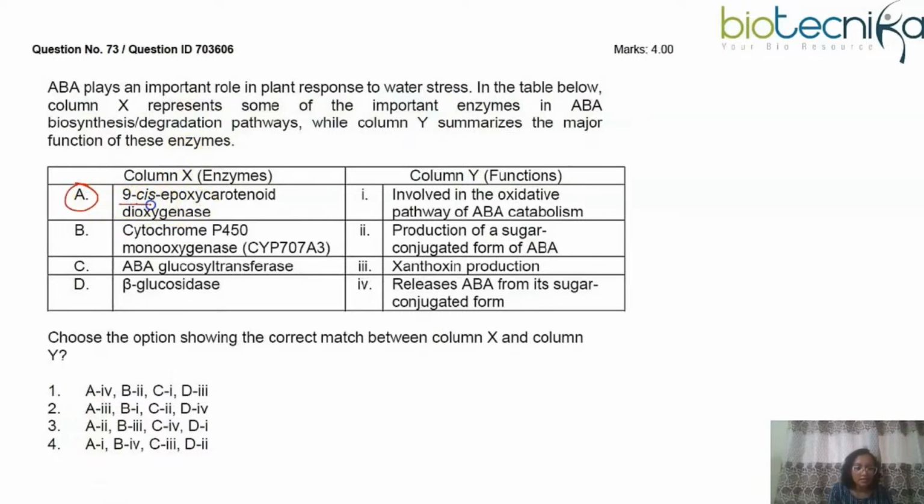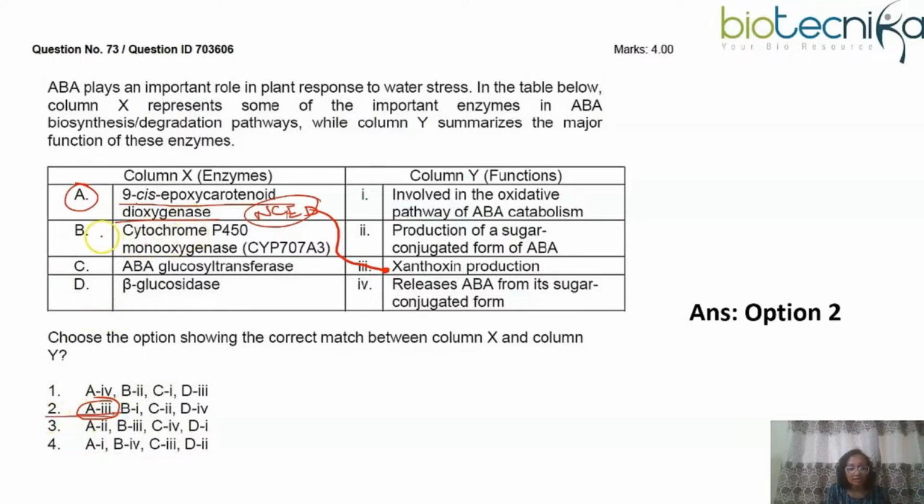Okay. Now, first enzyme is 9-cis epoxycarotenoid dioxygenase, which is NCED. If you've studied ABA biosynthesis, you would know that this enzyme NCED is an important step in ABA biosynthesis and it leads to production of xanthoxin. So, A goes with 3. If you identify this, you can very easily figure out the answer, because this is the only option where A has been matched with 3. There are no other options where A is matched with 3. So very easily you can identify the answer as option 2.